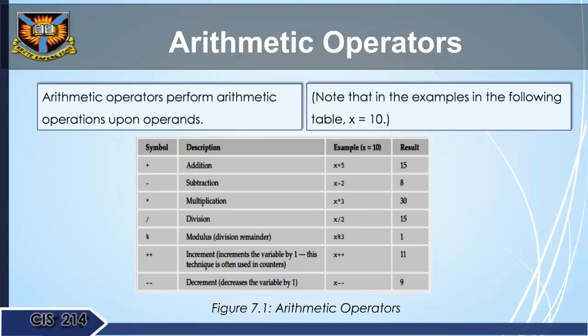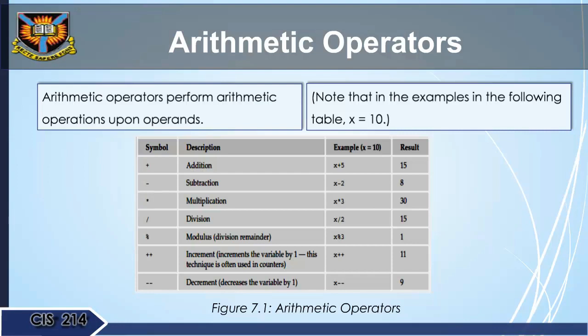Multiplication, x times 3 is equal to 30. Division, x over 2 is equal to 15. Modulus, division remainder, is equal to 1. Increment the variable by 1. This technique is often used in counters. X plus plus, 11. Decrement decreases the variable by 1. X minus minus, 9. Note that in the examples in the following table, x is equal to 10.